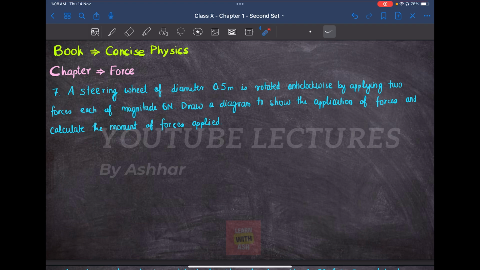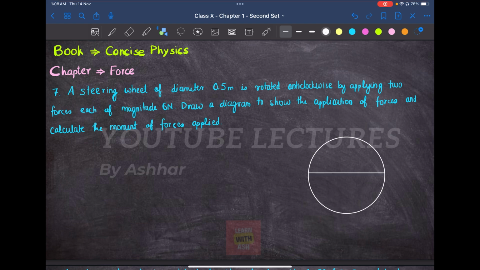So according to the question, there is a steering wheel, we know about its diameter, and we also know in which direction the forces are being applied on it. So draw a diagram to show the application of forces and calculate the moment of forces applied. So first of all, we need to draw the particular diagram. So we need to draw a circle first. If I am taking this line as my diameter, that means this whole line is of 0.5 meter.